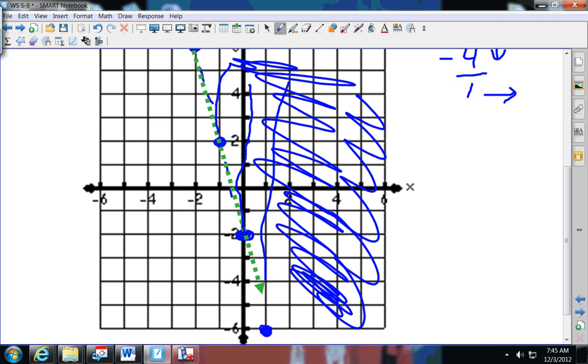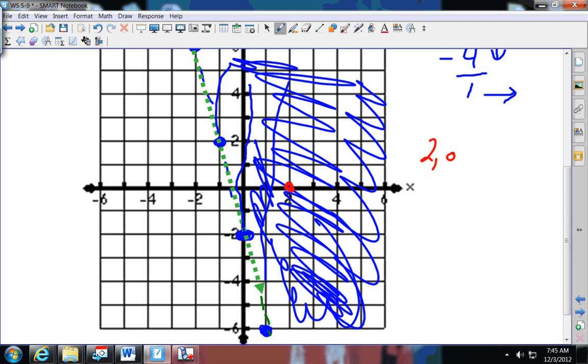This is why I was saying that you can't always say less than is to the right or anything. It depends on how steep your line is and the direction of your line. Okay? Greater than is above, so you start at the y-intercept and you go above it, and you shade everything above this line. Now, anything in the shaded area is a solution.